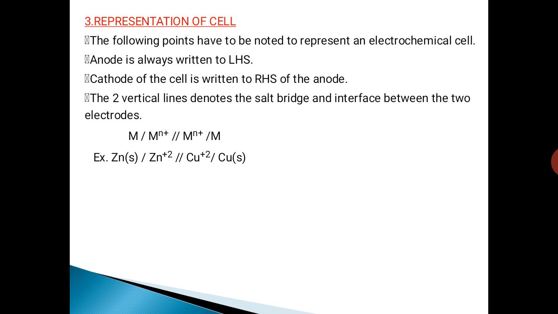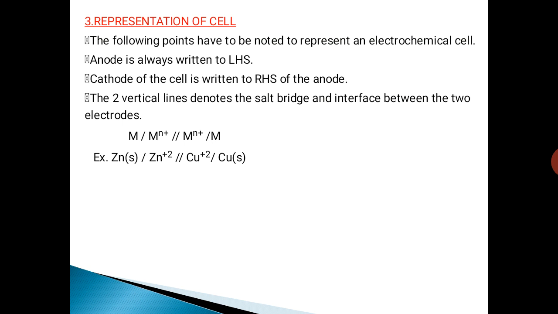Okay students, so next is representation of cell. We have seen separately how to represent anode and how to represent cathode. Now here we need to understand how to place them properly. So first step, anode is always written on the LHS, left hand side. Then cathode of the cell must be written on the right hand side. And in between anode and cathode there must be two vertical lines placed. So the two vertical lines denote the salt bridge and also denote the contact between anode and cathode.